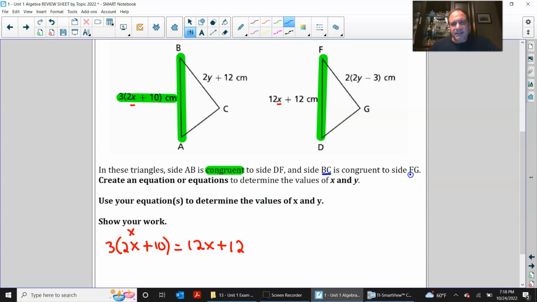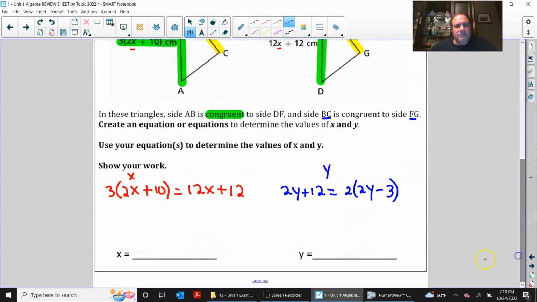Now, side BC is congruent to FG. BC is this side. Yeah, this is BC, is congruent to FG. So that's your side where the equation with Y is. You have 2Y plus 12 equals 2 times 2Y minus 3.